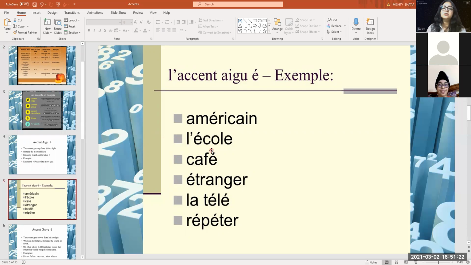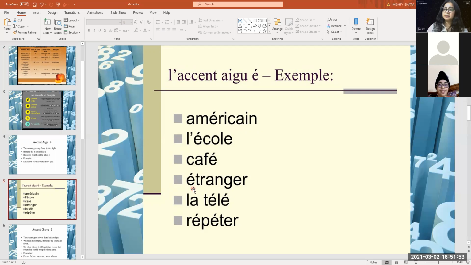So can you read these words? America, l'école, café, étranger. Okay, so this time how are you going to pronounce étranger? Étranger. You have to make the "ay" sound, okay? Café, étranger, la télé, répéter.